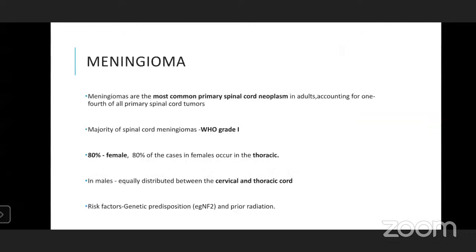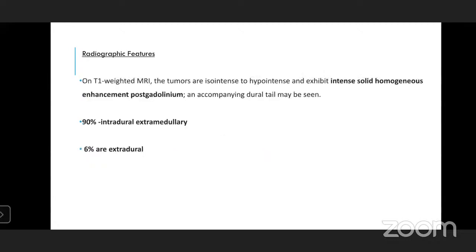Coming to meningiomas, they are the most common primary spinal cord neoplasm in adults, accounting for one quarter of all the primary spinal cord tumors. They are usually benign, that is WHO grade 1. 80% of them are female. 80% of them occur in the thoracic region. In males, it is equally distributed in the cervical and the thoracic cord. And genetic predisposition like neurofibromatosis 2 and prior radiation are some of the risk factors.